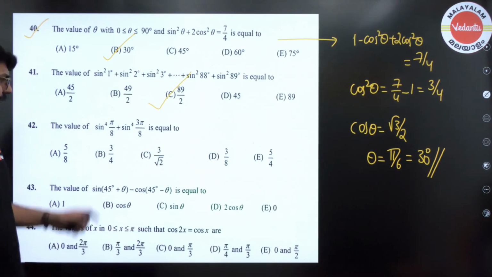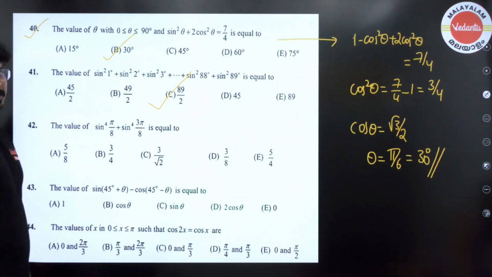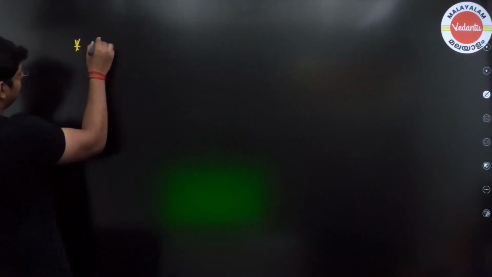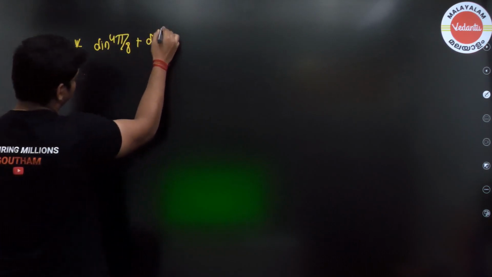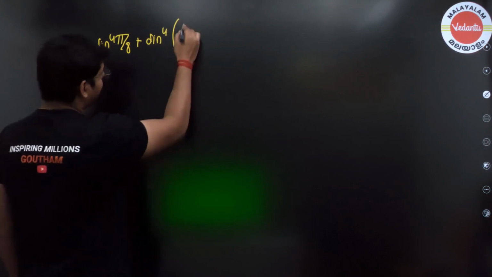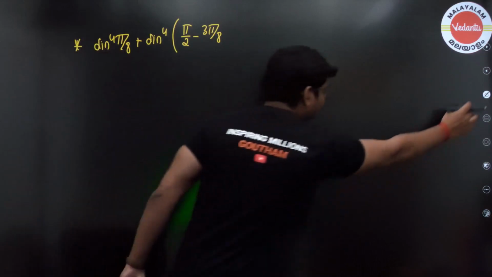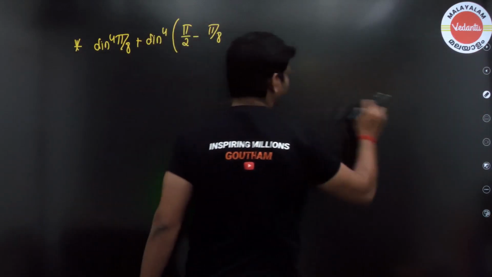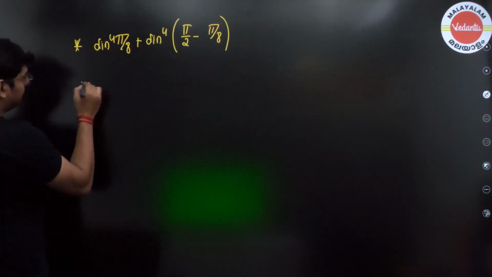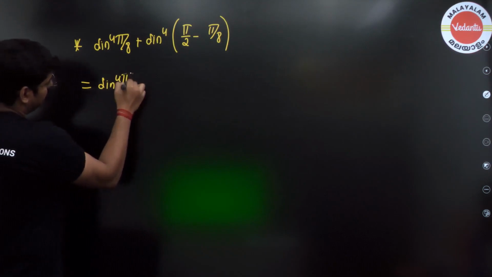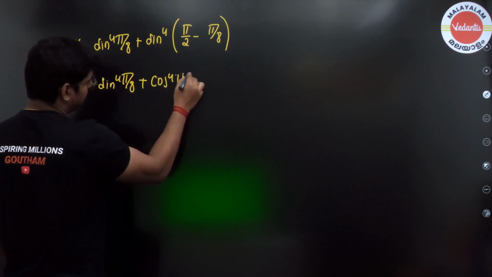So pretty simple. Next, sine raised to 4 pi by 8 plus sine raised to 4 of 3 pi by 8. So how do we do this question? Now again, what is given? Sine raised to 4 pi by 8 plus sine raised to 4. Now instead of writing 3 pi by 8, can I write it as pi by 2 minus pi by 8? Definitely, instead of writing 3 pi by 8. So what is going to happen is sine raised to 4 pi by 8, and this is sine of 90 minus theta, so this is cos raised to 4 pi by 8.